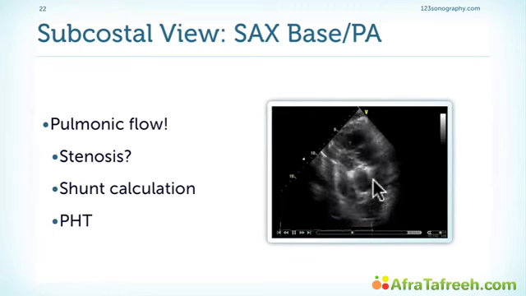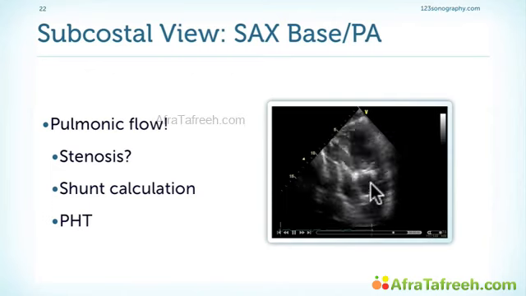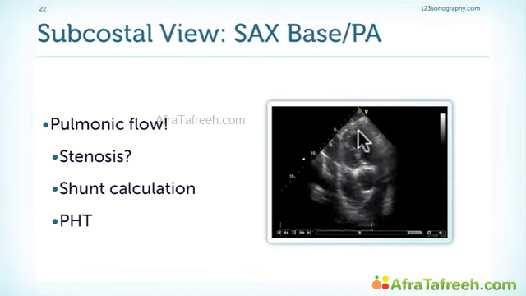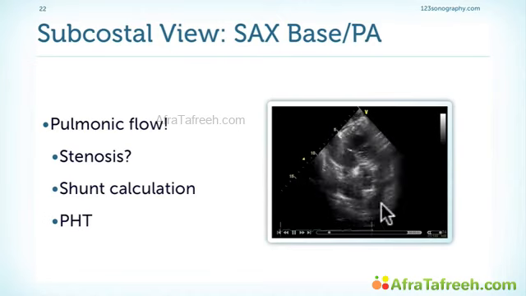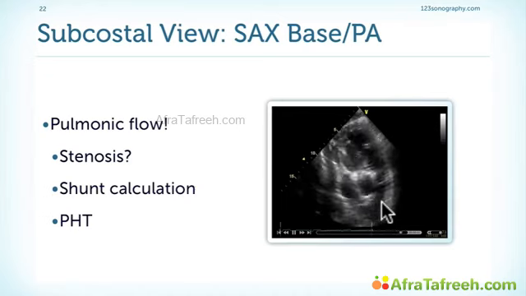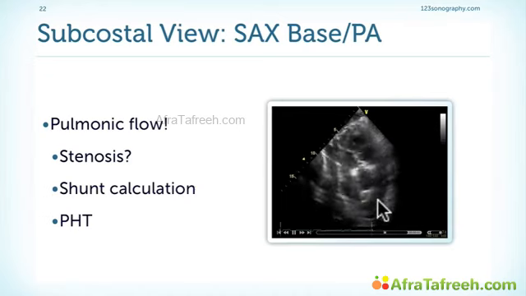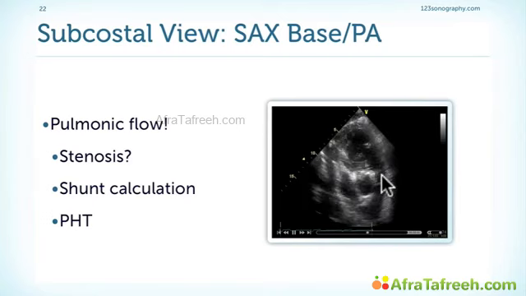The image quality is quite nice in many patients and sometimes better than the ones you would get from a parasternal approach. You can see the pulmonary artery very nicely, and thereby this view is very good to assess pulmonic flow. You can even detect pulmonic stenosis, and you can perform shunt calculations with the help of Doppler.